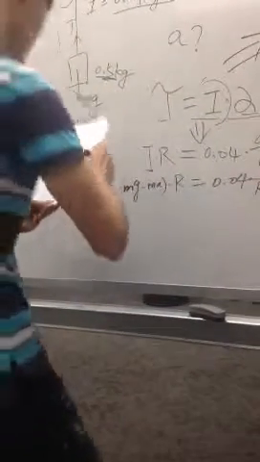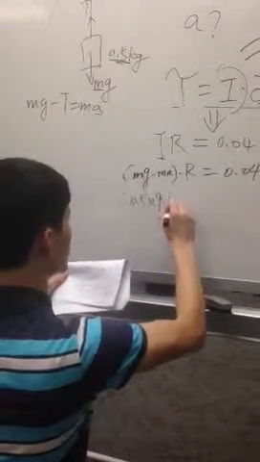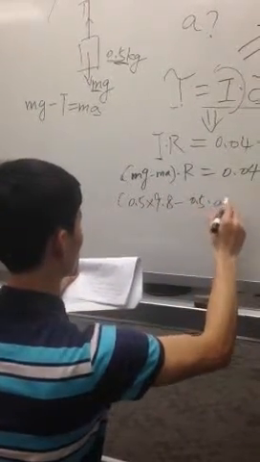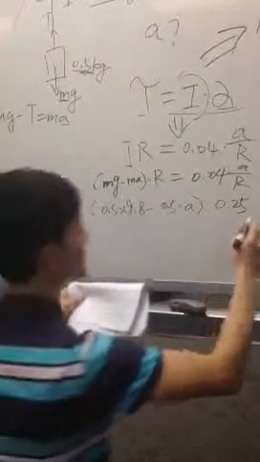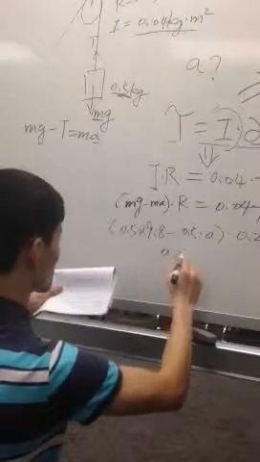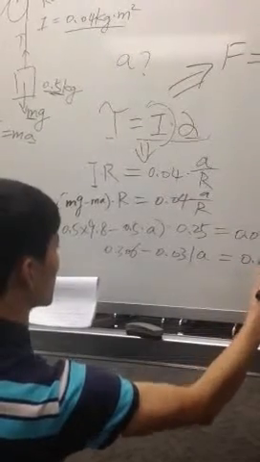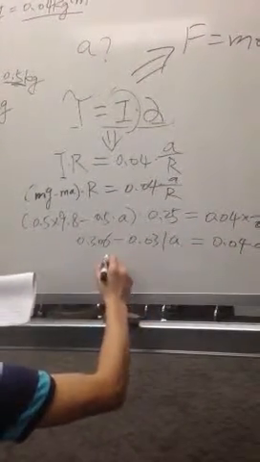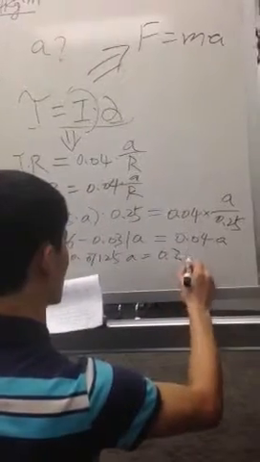So if we plug in the numbers, okay, we'll get 0.5, g is 9.8 minus 0.5, we don't know what is A, times 0.25 equal to 0.04 times A over 0.25. So if you calculate and simplify this, you get 0.306 minus 0.031 A is equal to 0.04 A. And then you will get A. So you can use your calculator to calculate to see if you can get the same number.